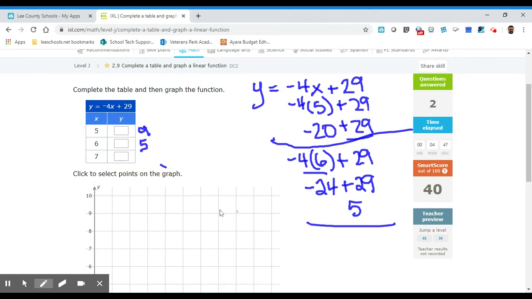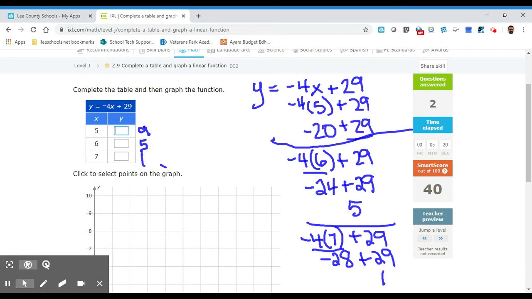And the last one, we're going to plug in 7. So we're going to do negative 4 times 7 plus 29. I know that negative 4 times 7 is negative 28 plus 29. Again, different signs. I have to subtract. 29 minus 28 is 1. 29 is bigger than 28, so we're going to make it a positive 1. So let's put in our numbers. You do have to type the numbers in. It's 9, 5, and 1.